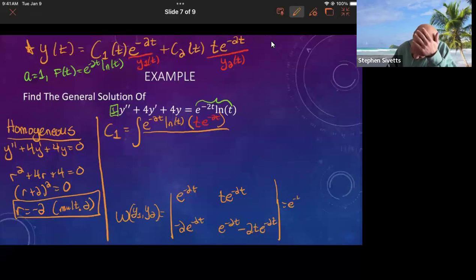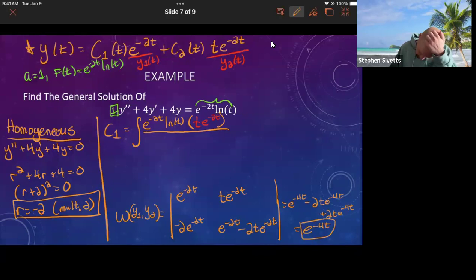So that would equal e to the minus 4t minus 2t e to the minus 4t. And then we'll have a plus 2t e to the minus 4t, which is e to the minus 4t. So this denominator would be 1a times the Wronskian. So we'll have e to the minus 4t dt. Okay.